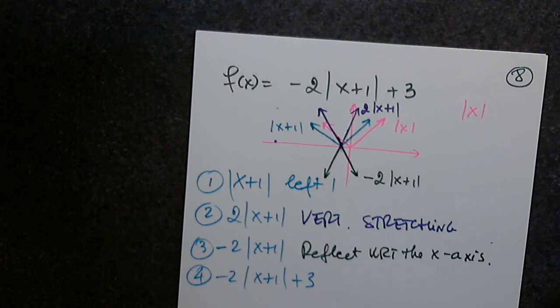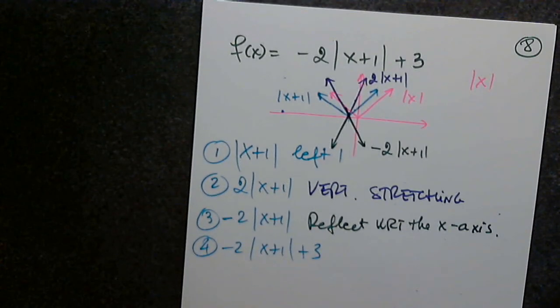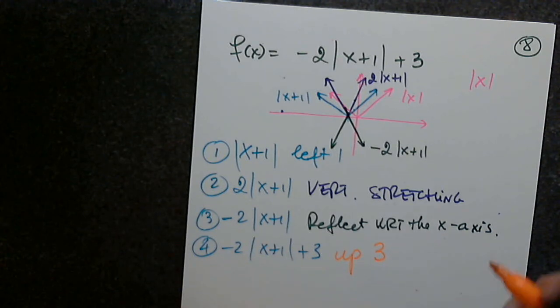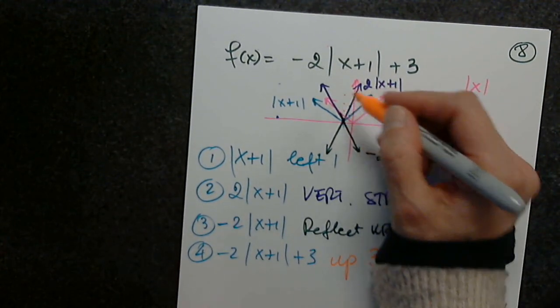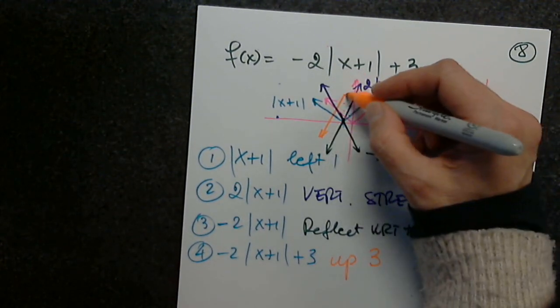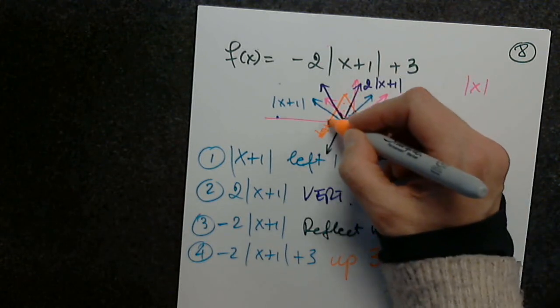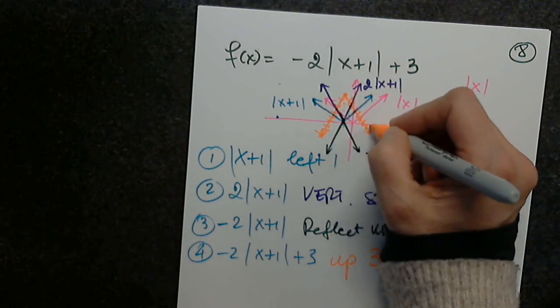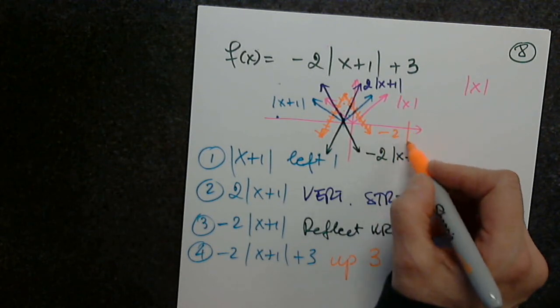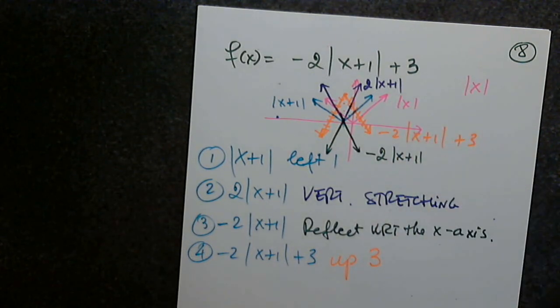And finally, up 3. So up 3 means this. And this is the final graph. So this is -2 times the absolute value of x plus 1, plus 3. Questions?